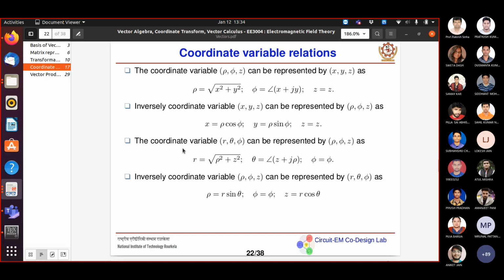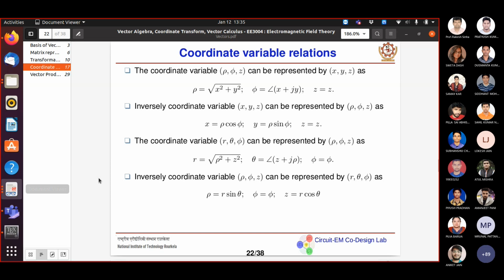Similarly, for the representation of r, theta, and phi in terms of rho, phi, and z, r is the distance formed by rho and z. Because rho and z are orthogonal to each other, at 90 degrees, you can easily determine that r is the square root of rho square plus z square.